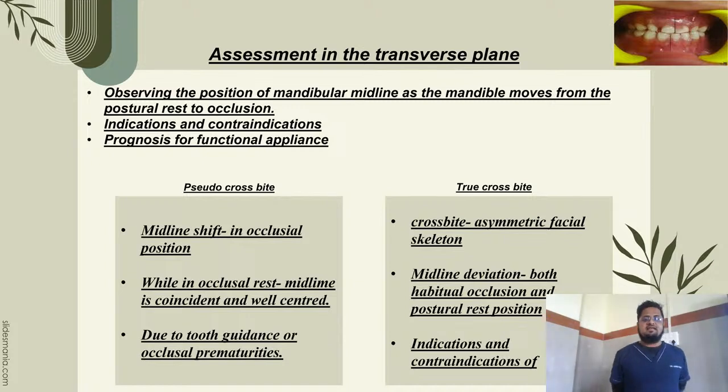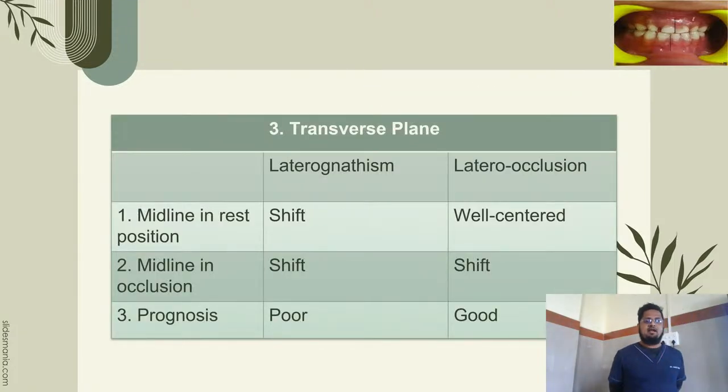And in the true crossbite, where asymmetrical facial skeletal features are present, the midline deviation seen will be both in the habitual occlusion, in the centric occlusion, as well as in the resting position. That gives a clear-cut indication of the skeletal discrepancy. In the transverse plane, with laterognathism, a skeletal jaw discrepancy, the midline in rest position will be shifted, the midline in the occlusion will also be shifted, and the prognosis will be poor.